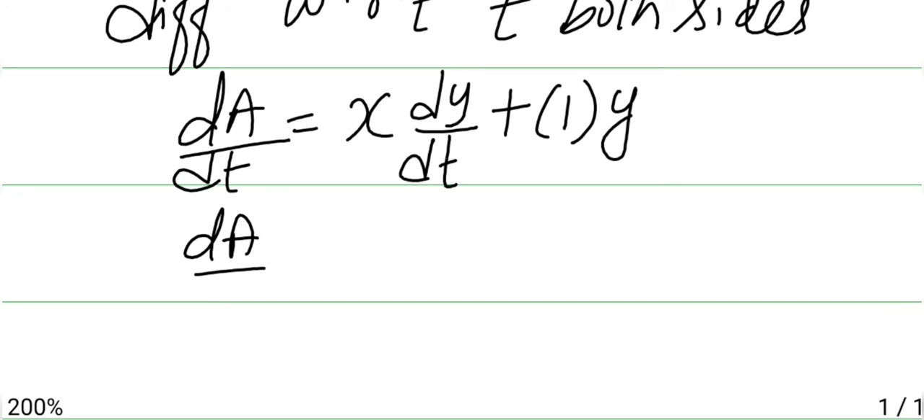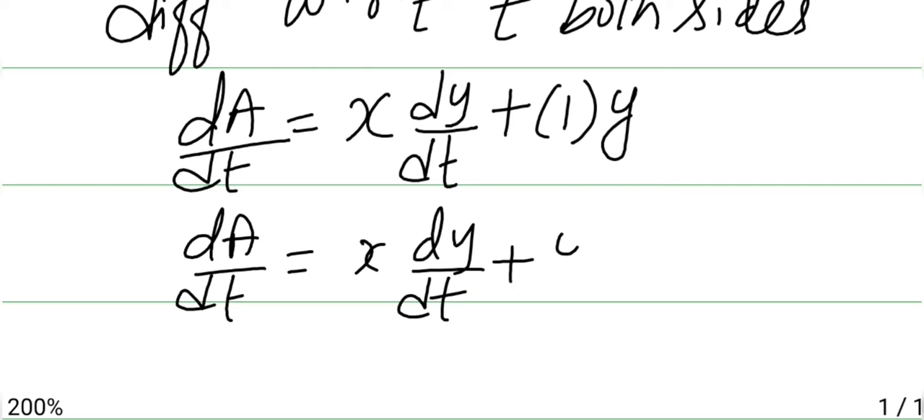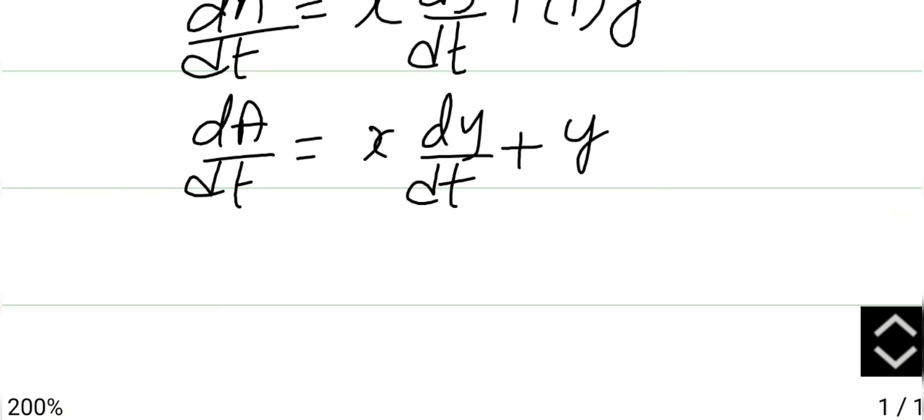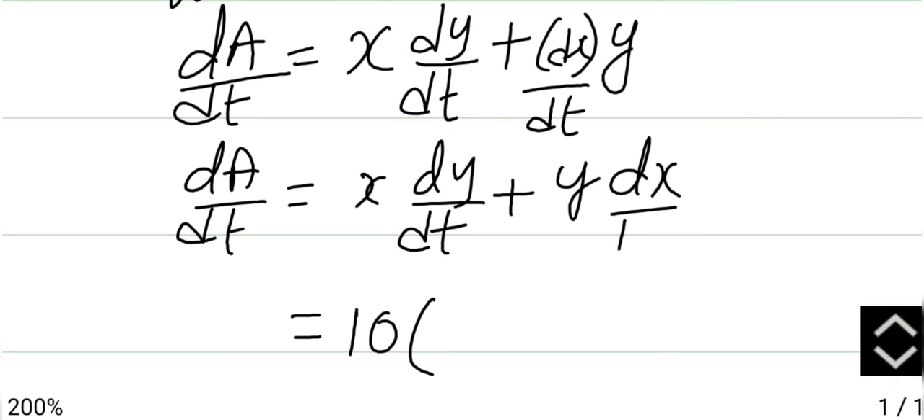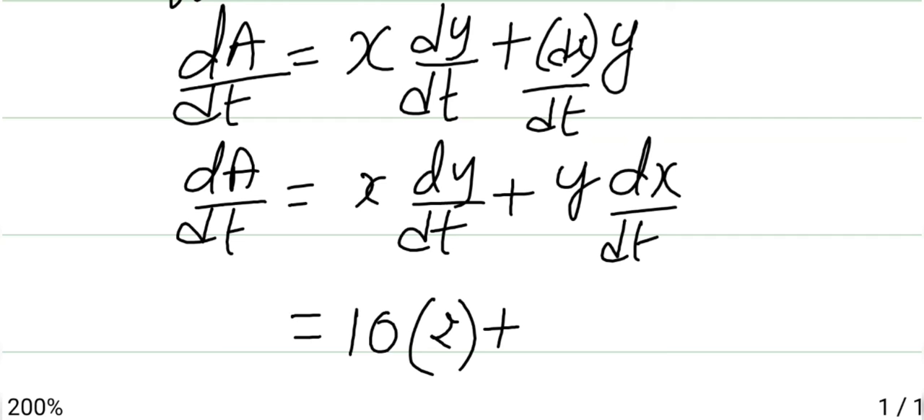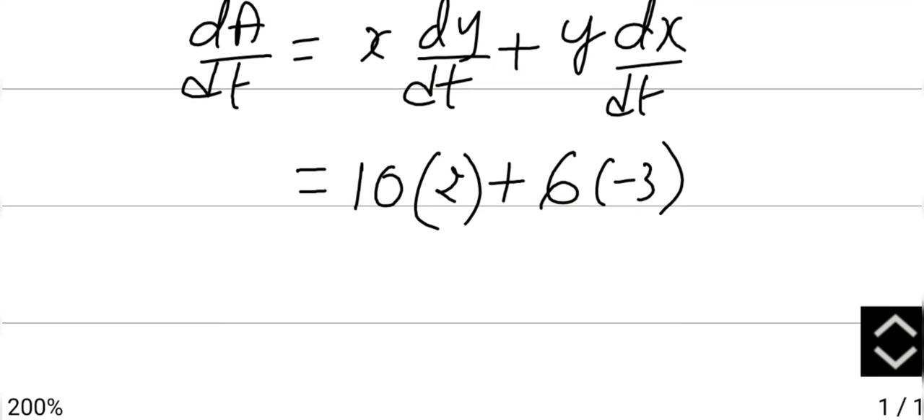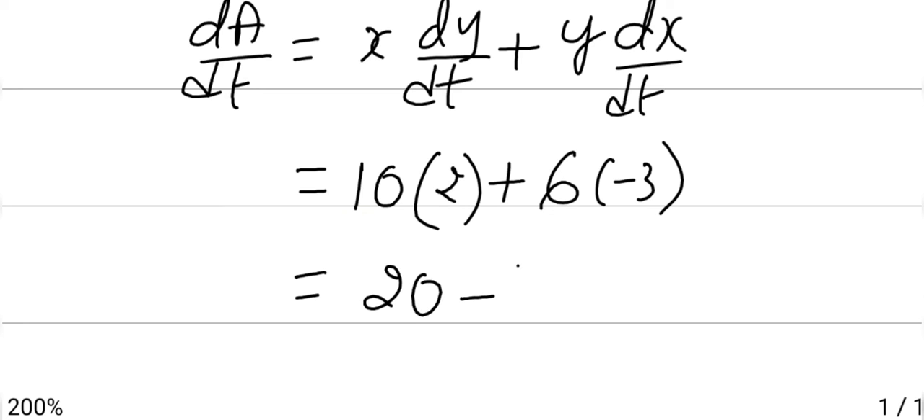So we get dA by dt as x into dy by dt plus y. We know the values of these terms, x, dy by dt and y, so substituting this. X is 10. It is here dx by dt, not 1. It is with respect to t, so it will be dx by dt itself. So by substituting the values, we get 10 into 2 plus 6 into minus 3. So 10 2s is 20, minus 6 3s are 18.